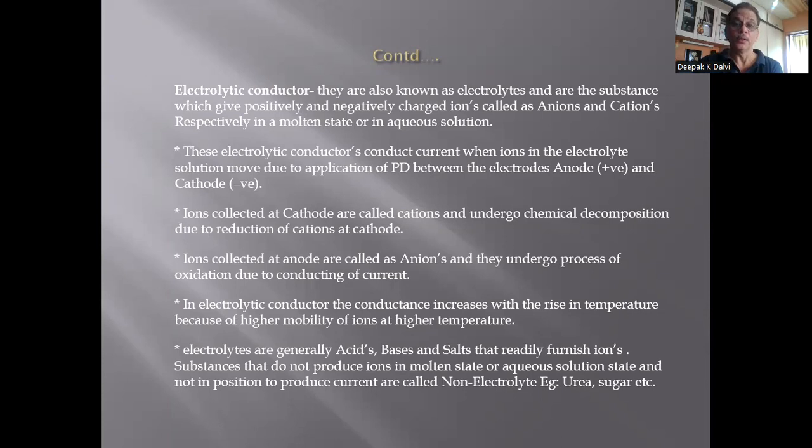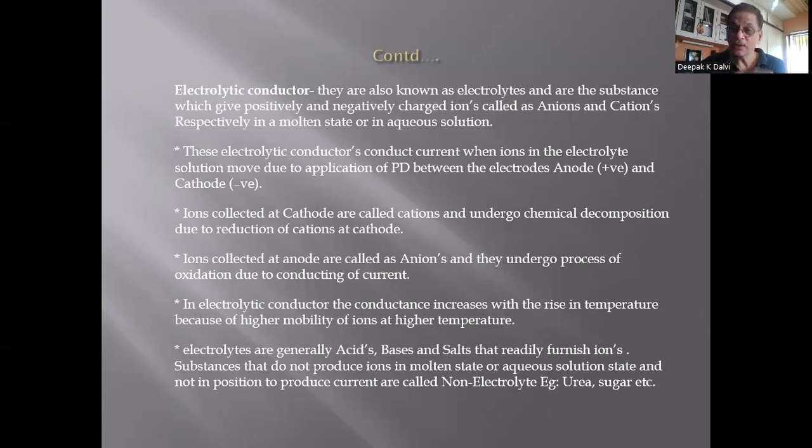So electrolytes are a solution which can be an acid, base, or salt, and it consists of ions in either the molten state or an aqueous solution. And what happens when the current flows? When the current flows in such an electrolytic solution, the ions in the electrolyte solution start dissociating, which means ionization takes place. And what happens in this ionization?